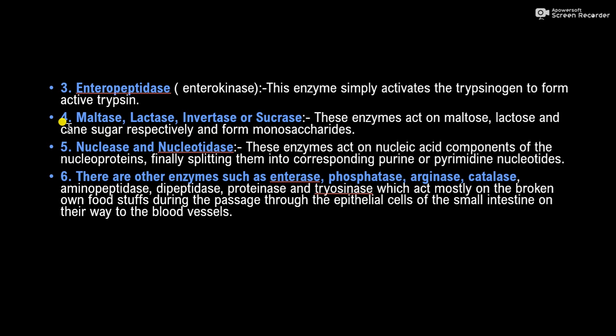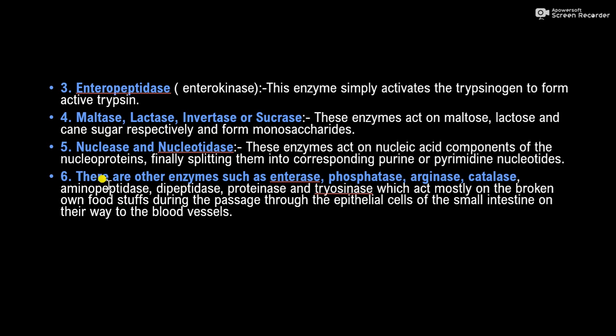The fourth type of enzymes of succus entericus are maltase, lactase, and invertase, which is also called sucrase. These enzymes act on maltose, lactose, and cane sugar respectively, converting disaccharides into monosaccharides. The fifth type are the nucleases and nucleotidase. These enzymes act on the nucleic acid component of nucleoprotein, finally splitting them into the corresponding purine and pyrimidine nucleotides.